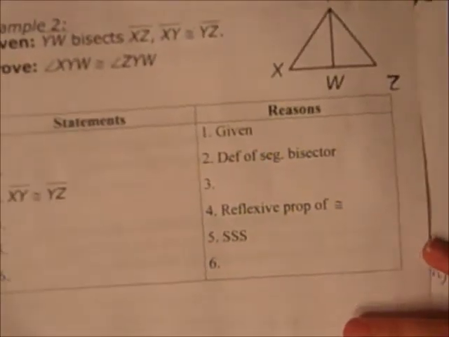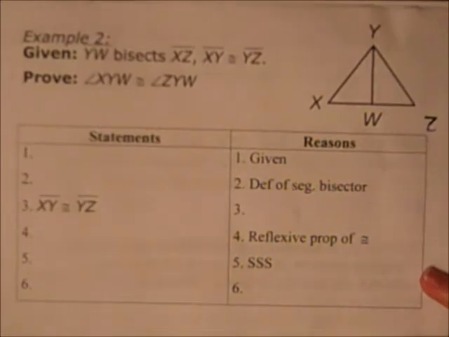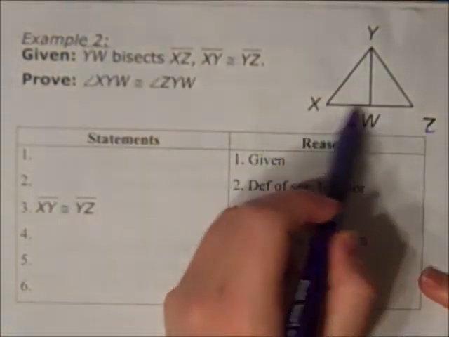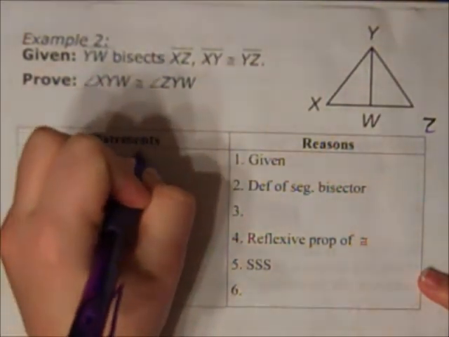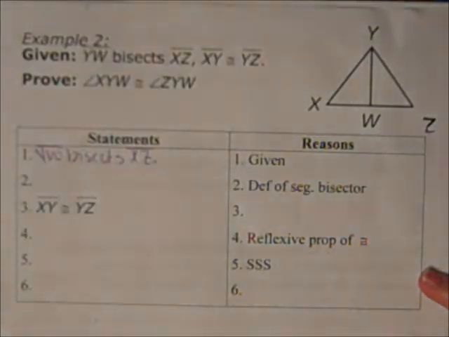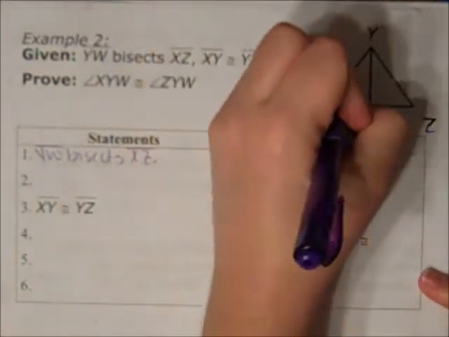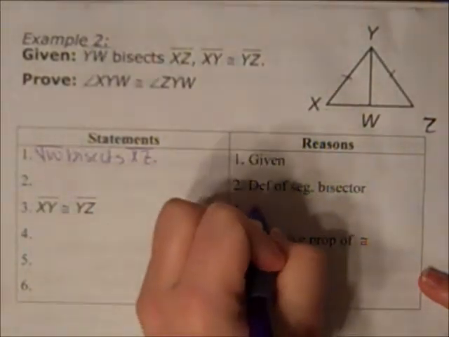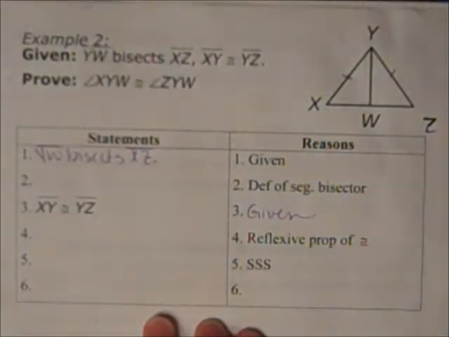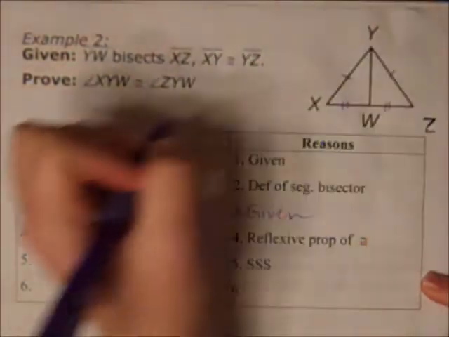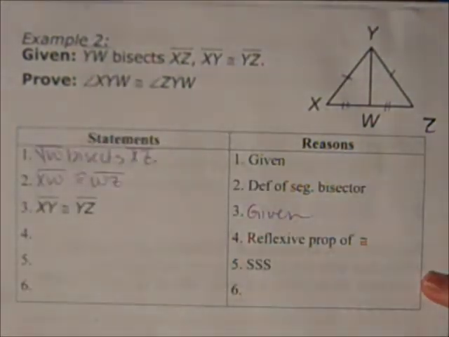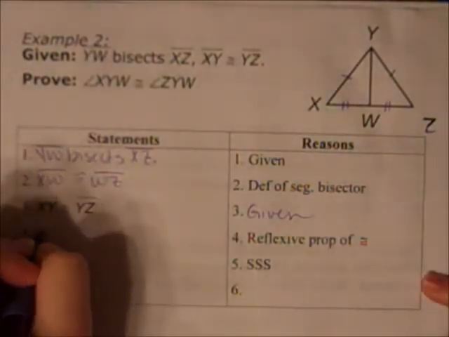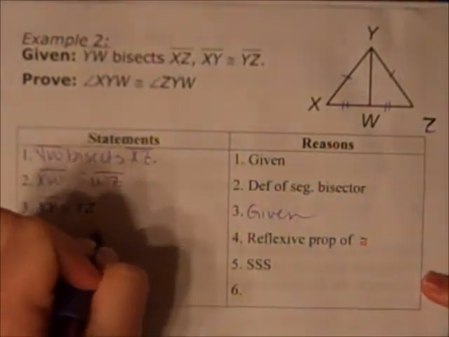Okay, let's move on. Same thing. We're going to use the same kind of proofs as before. So YW bisects XZ. I can look down the proof and I can see the other given that XY is congruent to YZ down here. So I know I don't need to put them together. Definition of a segment bisector. Well, bisect means to cut in half. Therefore, I would know XW would be congruent to WZ. Okay, then it says I'm going to use the reflexive property. So YW is congruent to itself.